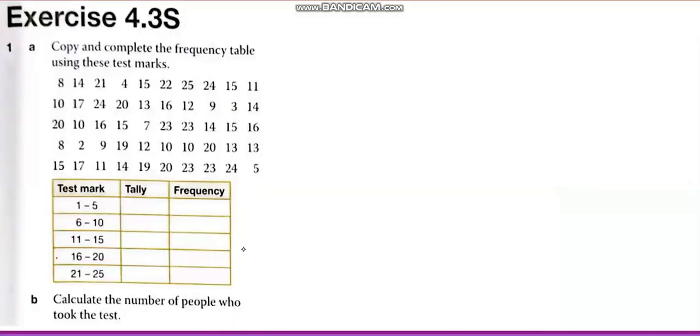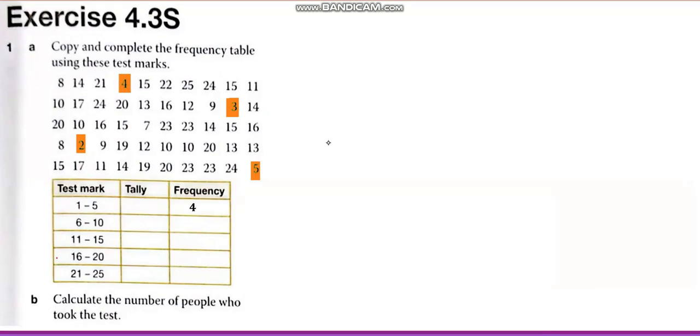In question number 1, it says copy and complete the frequency table using these test marks. So many students got marks between 1 to 5, and then 6 to 10, and 11 to 15, and 16 to 20, and so on. So we have to see how many students got marks between 1 to 5. There are 4 students who got marks between 1 to 5.